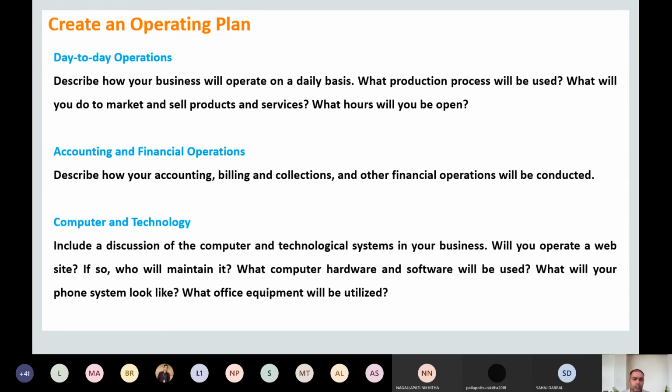You can even include the type of printers. If it's an office, you can include the type of printers, the fax machines, or any other advanced telecommunication devices you're going to use in your business. You can add all of it. Even if you're going to use some IoT tools, or Industry 4.0 tools, digital twins, cyber-physical systems, you can explain everything, how much technology is involved in your business, depending upon your business.